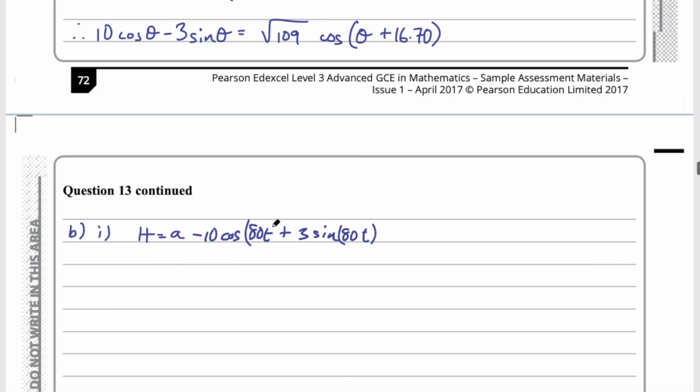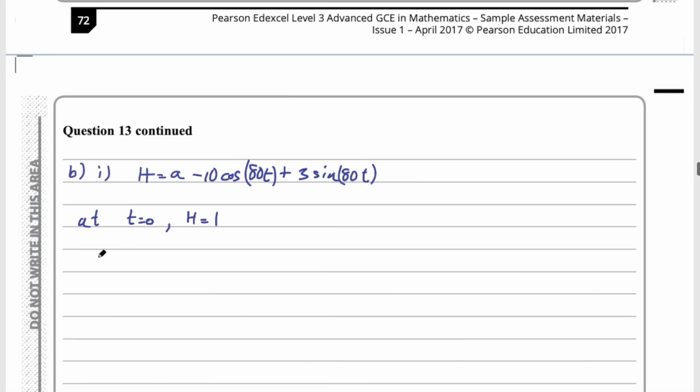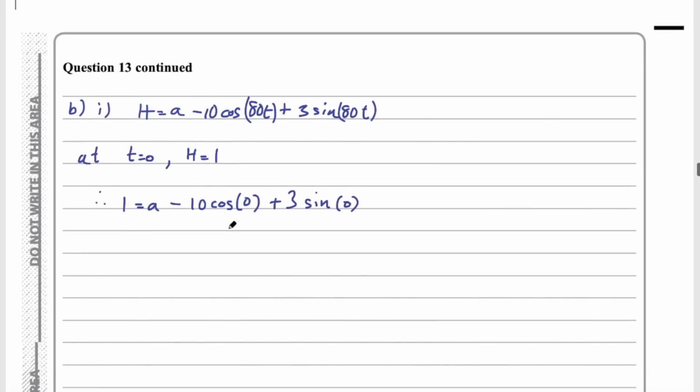Should have brackets around those. And for the initial position, we've got at t equals 0, h equals 1 meter. So therefore, 1 equals a minus 10 cosine. Now if we substitute 0 in for t, that'll be the cosine of 0 plus 3 sine of 0 as well. And the cosine of 0 is just 1.